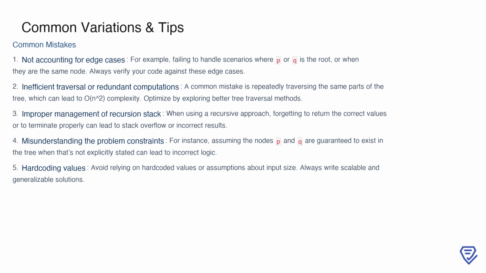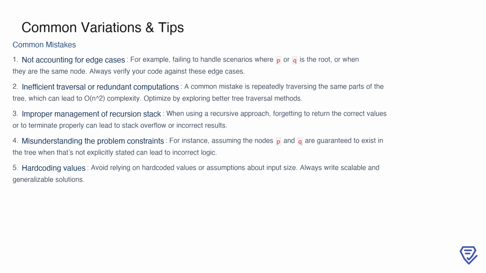These situations can easily be overlooked but must be handled explicitly in your code. Another challenge is inefficient traversal. If you end up redundantly traversing the same parts of the tree multiple times, your solution could degrade to O(n squared) complexity. To avoid this, you should aim for a single pass traversal wherever possible.